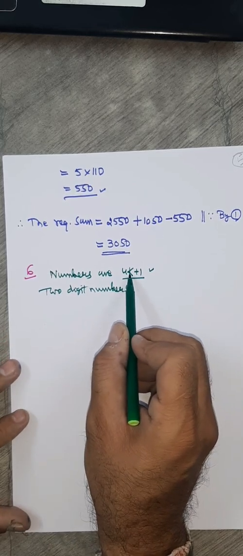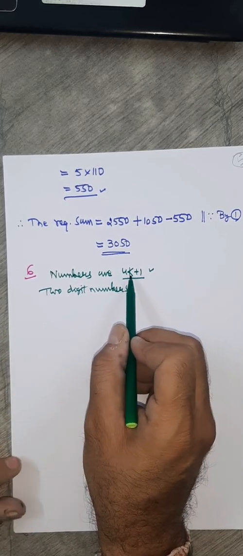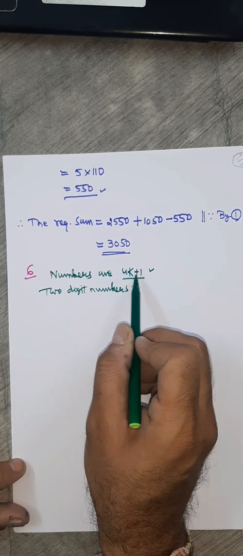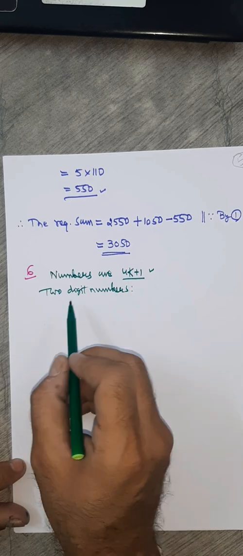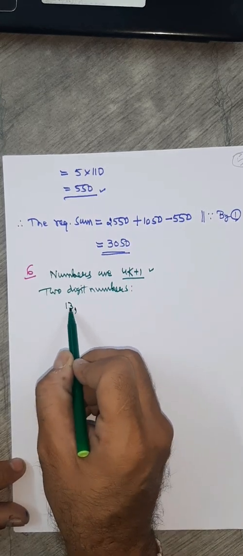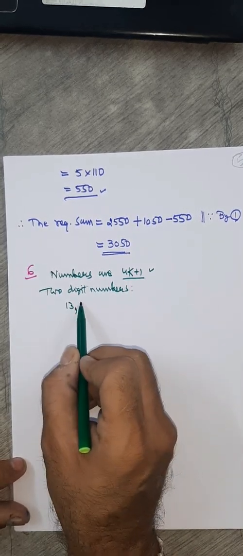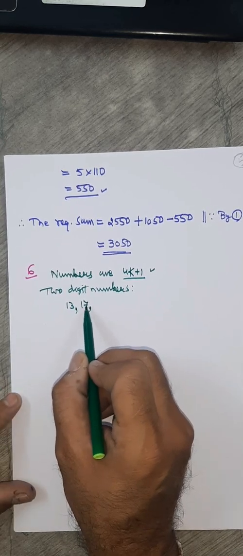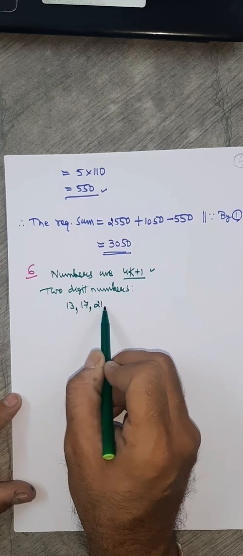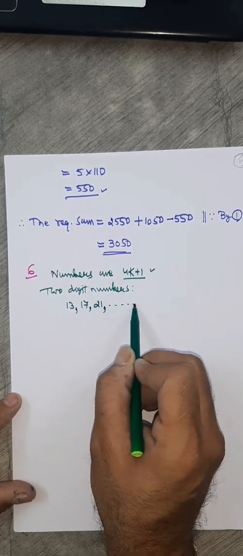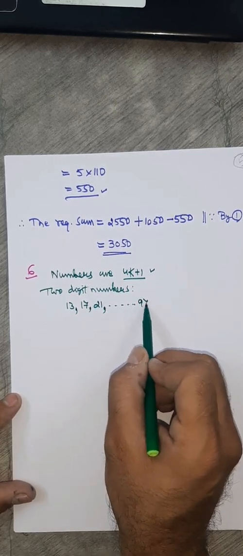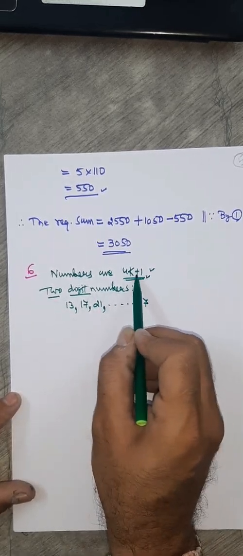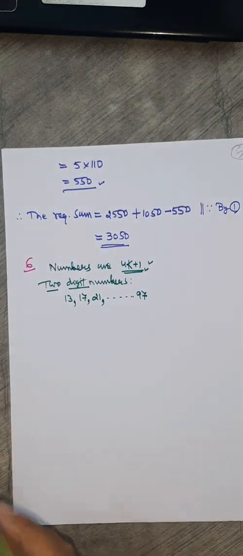Put k equals 1, we get 5, which is not 2 digit. Put 2, so 8 plus 1 is 9, again not 2 digit. Put 3, so 12 plus 1, the first is 13. Now just keep on adding 4. So next is 17, 16 plus 1. Next you add 4 again, so 21. And so on. The last number, you can verify, is 97. I'll leave it to you. So the 2 digit numbers of the form 4k plus 1 are these.